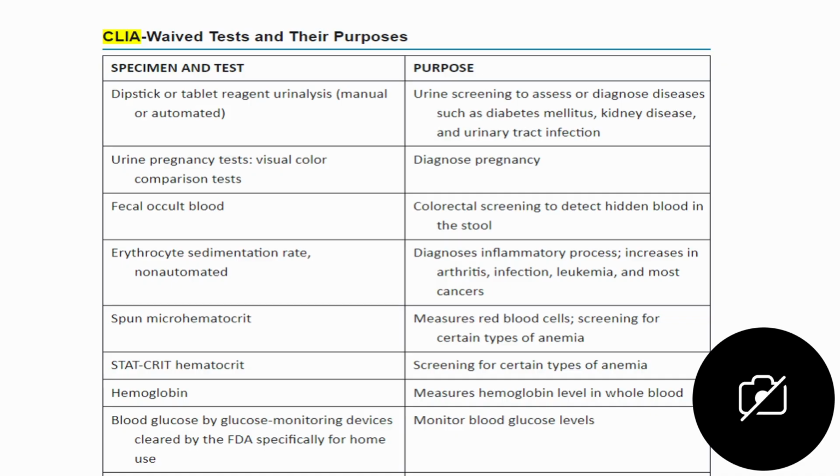And this is just a table of some examples, like a dipstick tablet reagent urinalysis to assess for different types of situations like diabetes, kidney disease, urinary tract infection. I might have mentioned in either this class or other classes, a simple point of care urinalysis can give a provider a lot of information if they know what to do with it. And fecal occult blood tests can be an early indicator of cancer in the colon. Spun microhematocrit can measure red cells, screen for certain types of anemia, and just the list goes on.